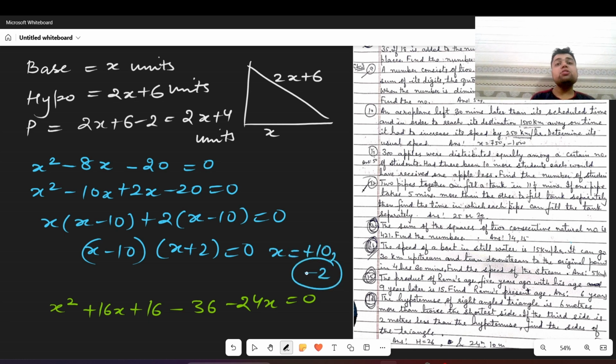So we are talking about the side length. It is never negative, so it is always positive. So this base is 10 units, this is 26 units, and this is 24 units. Okay, this will be the answer.